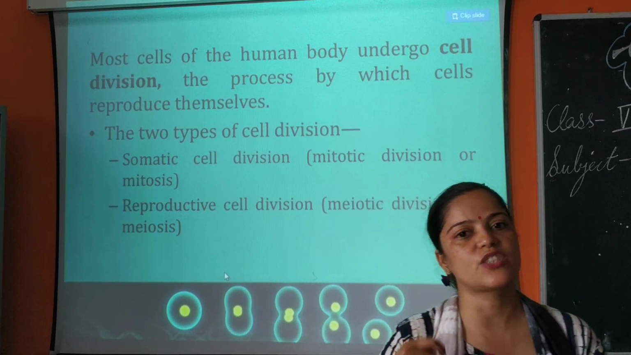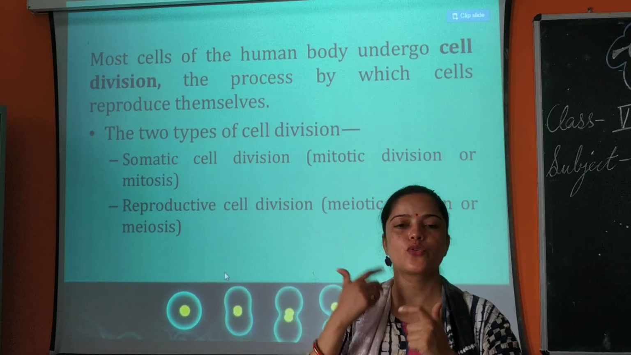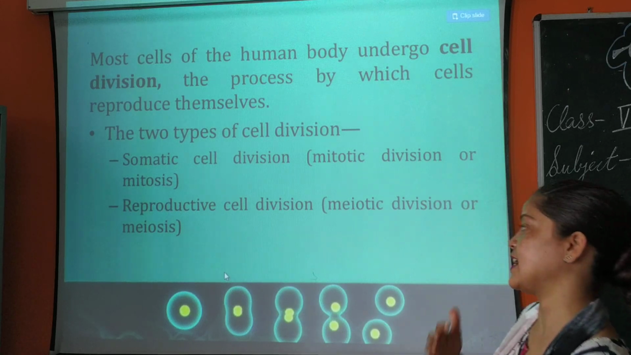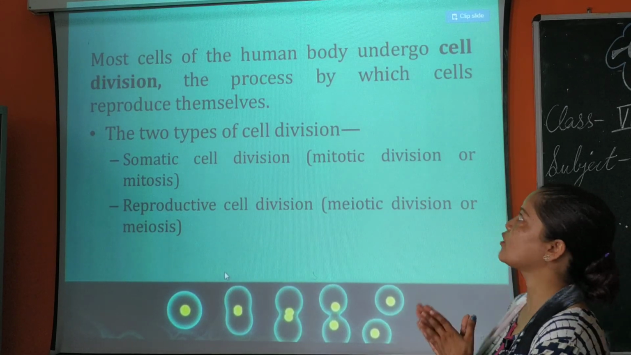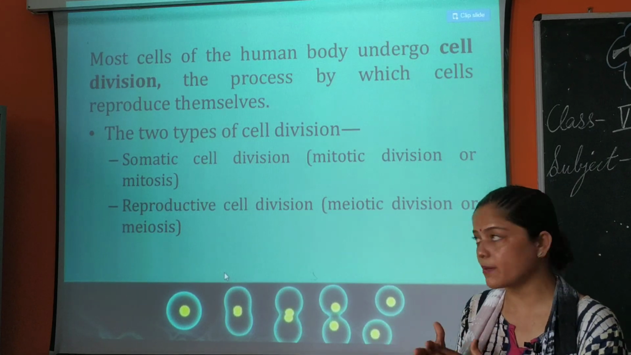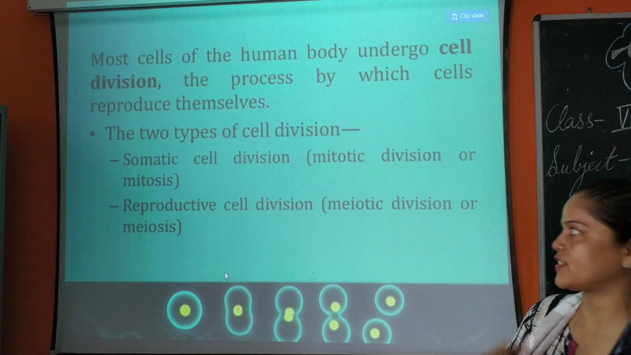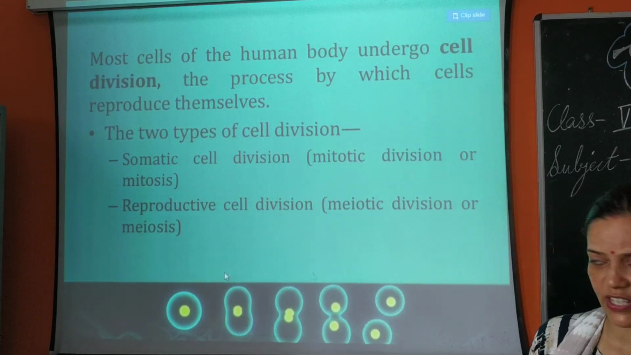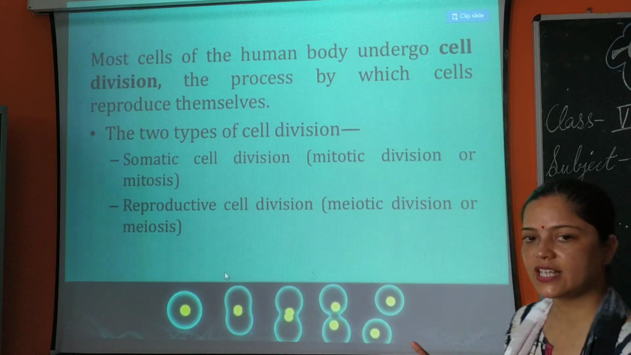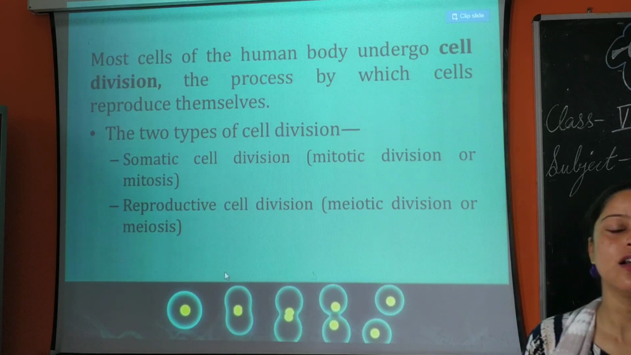New cells arise from pre-existing cells, and a parent cell divides and forms two or more daughter cells. This process is called cell division, and most of the cells of the human body undergo cell division, the process by which they reproduce themselves. There are two types of cell division: somatic cell division, that is mitotic division or mitosis, and reproductive cell division, that is meiotic division or meiosis.